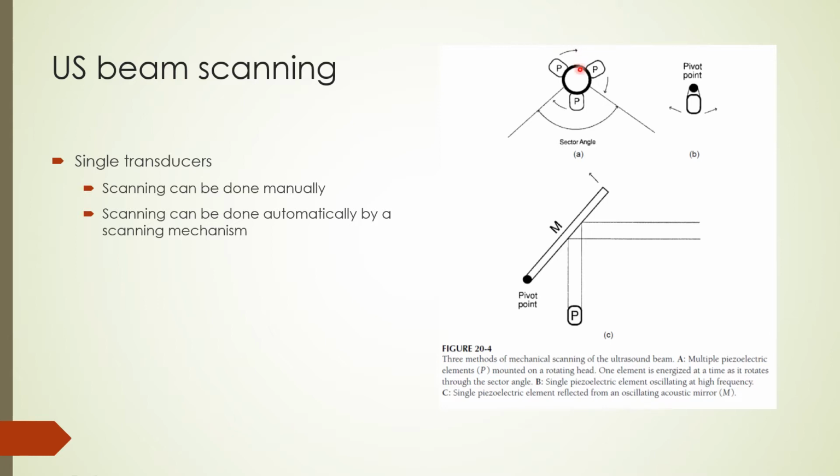The scanning technique that uses an automatic scanning mechanism for the transducer is referred to as mechanical sector scanning and is shown on this image, which is the top left image. And the other scanning methods involve reflecting the ultrasound beam off an oscillating mirror, as in the bottom image C, or using a single transducer oscillating at high frequency, as in this top right image B. For multi-crystal or multi-element transducers, scanning is achieved electronically, as we shall see next.